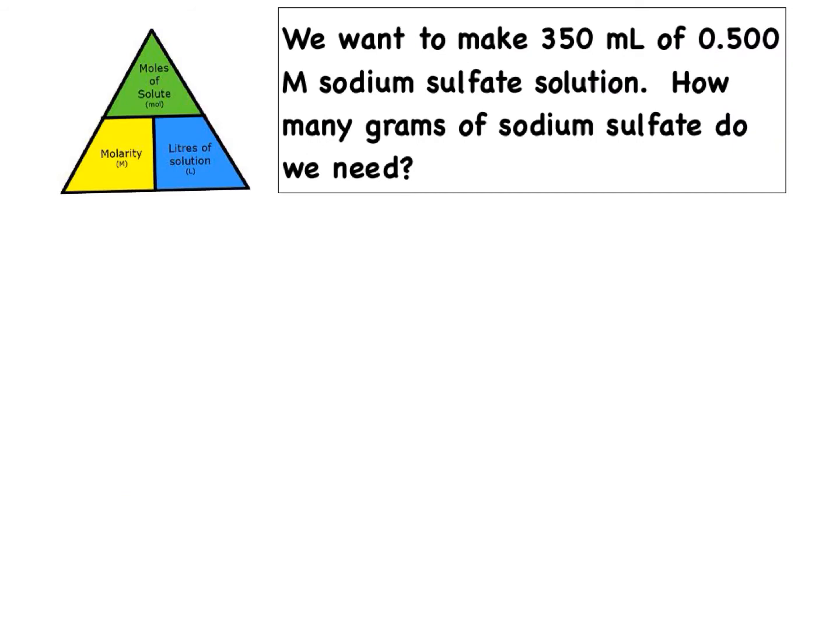Let's say we want to make 350 milliliters of a 0.5 molar sodium sulfate solution. How many grams of sodium sulfate do we need? First of all, check your units. 350 milliliters is 0.350 liters. Now we're solving for grams, and I can convert to grams if I find the moles of the solute. And if I use my triangle, I know moles is going to be molarity times the volume.